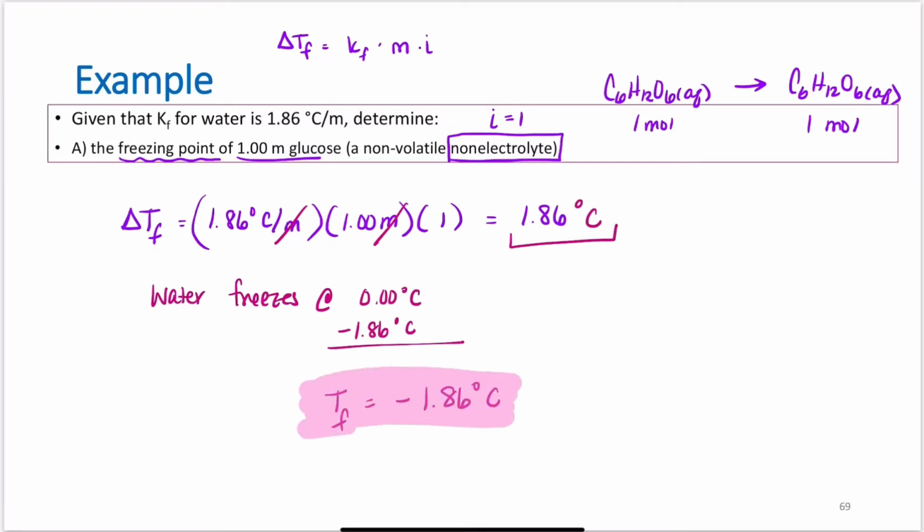Don't forget that step, please. That step is vital. Do not tell me it's 1.86. That is not correct. It is negative 1.86 because the freezing point will be depressed.